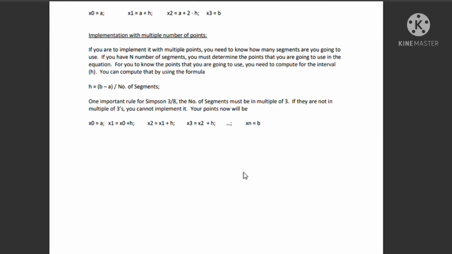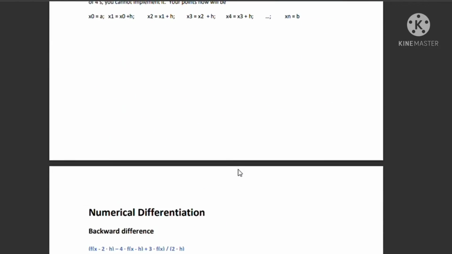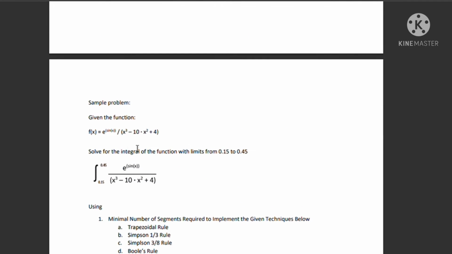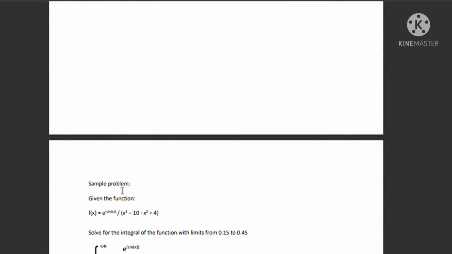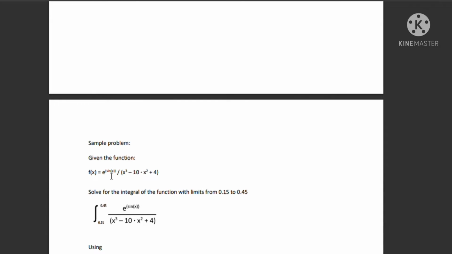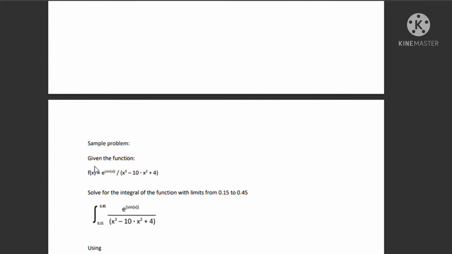So we will have an example for the given function. This is a sample problem. f of x is equal to e raised to sine x over x cubed minus 10x squared plus 4. We will solve for the integral of the function with limits from 0.15 to 0.45. We will be using this given problem in Excel, so we will proceed to Excel.